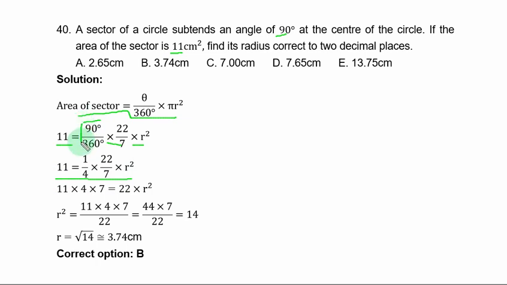Multiply through by 4 times 7 to clear fractions, you have this result. To get r squared, divide through by 22, you have this result, and 14 is r squared. To get r, you need to check the square root of 14 to 2 decimal places. You have 3.74 cm. The correct option is B.